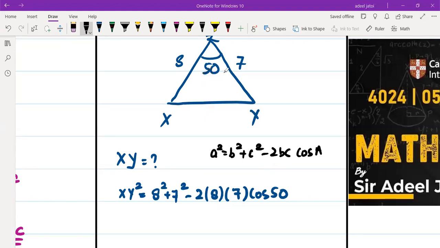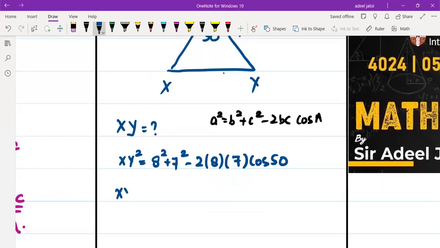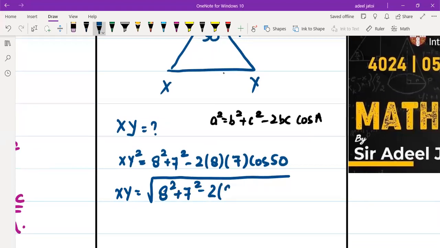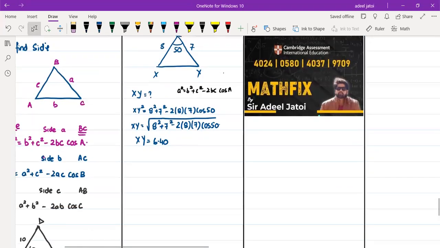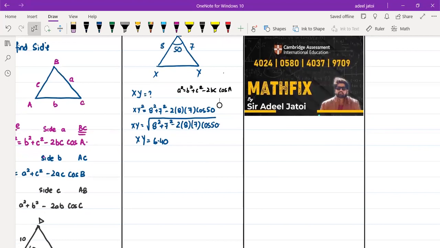To solve this, we'll be using under root. Under root xy will be under root 8 square plus 7 square minus 2, 8, 7 cos 50. The answer of xy will be 6.40. So this will be your non-right angle triangle cosine rule for a particular side.